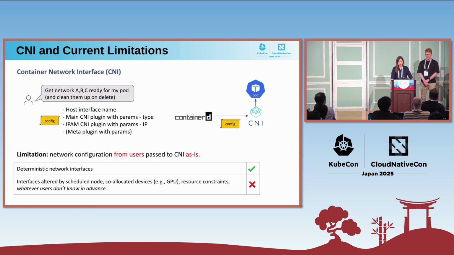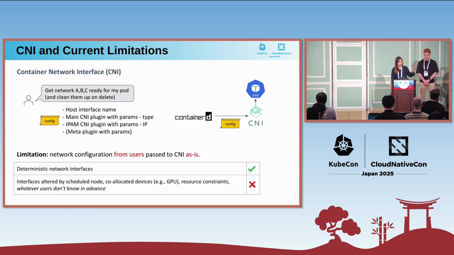In that case, our user may not know about that, and our user may also just want whatever network interface is available right now and not occupied by another pod. They want the full bandwidth or something like that. It's something users don't know in advance and cannot create the config in advance. In that case, the CNI framework alone may not serve that purpose.